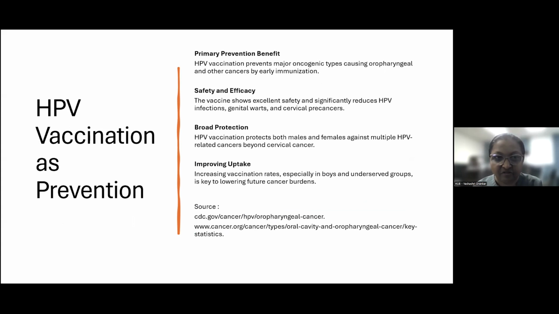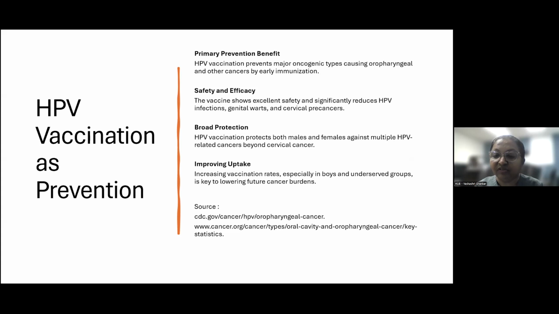HPV vaccination as prevention. Now, HPV vaccination is a cornerstone of primary prevention for HPV-associated cancers. Currently available vaccines protect against the most oncogenic HPV types, including HPV-16 and HPV-18, which are responsible for the majority of oropharyngeal cancers. Vaccination is most effective when administered before exposure to the HPV happens, which is why routine vaccination is recommended at ages 11 and 12, or even sometimes as early as 9 years of age. This vaccine has demonstrated excellent safety and efficacy profiles and has already led to dramatic reductions in HPV infection rates, genital warts, and cervical precancers.